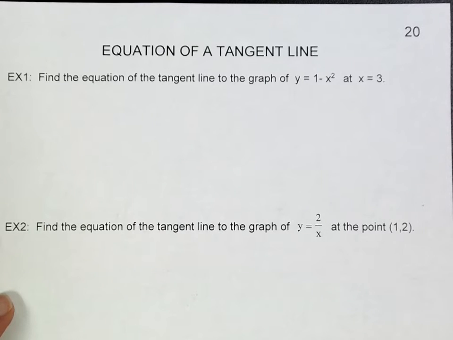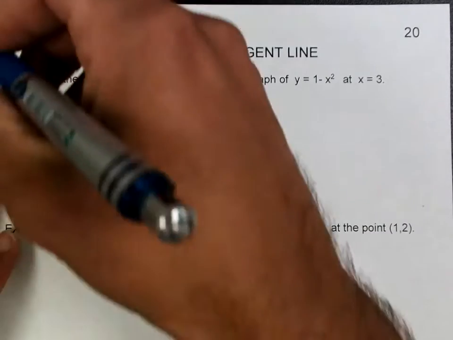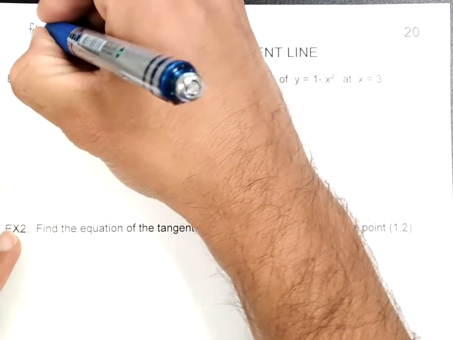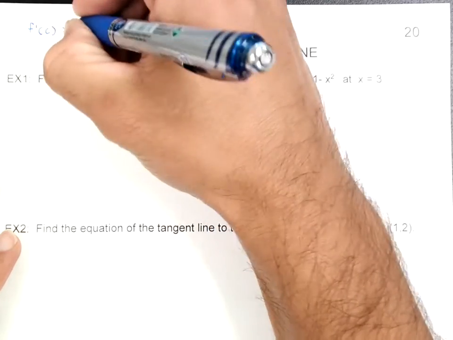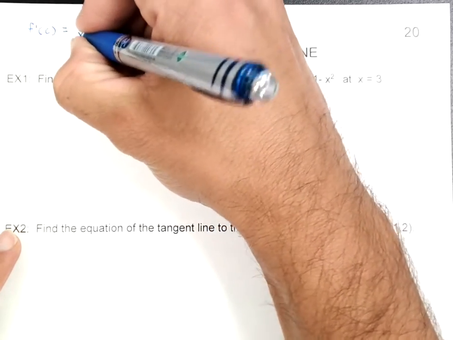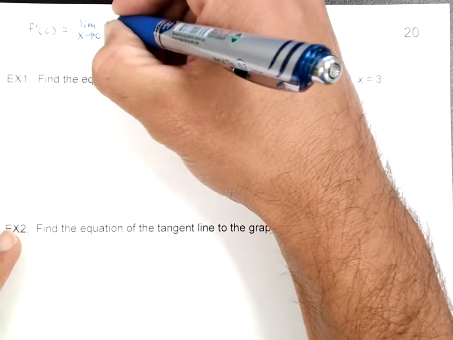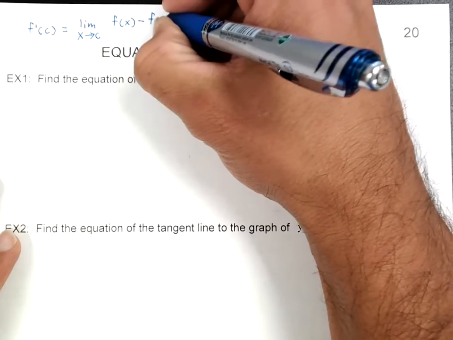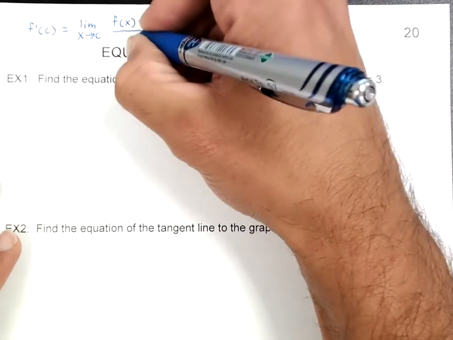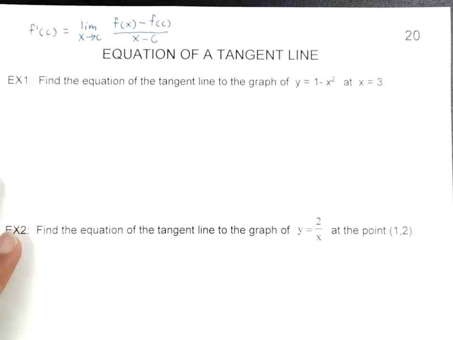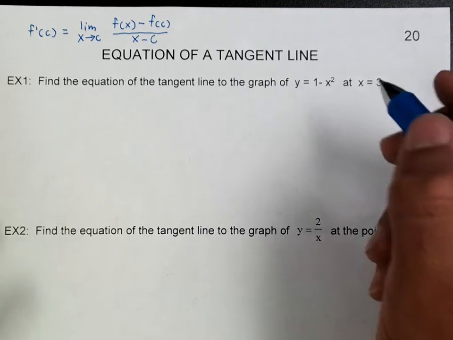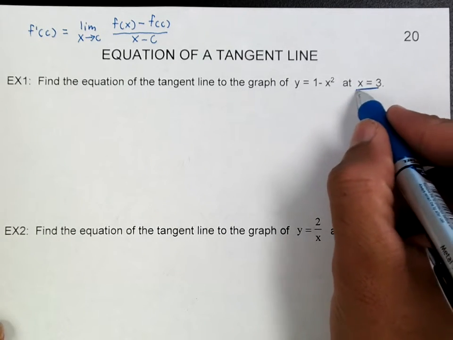So remember that the formula was this. I'm going to write it up here. The derivative formula at a point c is equal to the limit as x approaches c of f of x minus f of c over x minus c. Alright, so don't forget that that's the formula I'm going to be using for this. Now notice that on here you don't have c is equal to, but that's okay because that c value is just an x value. So this will be your c value.